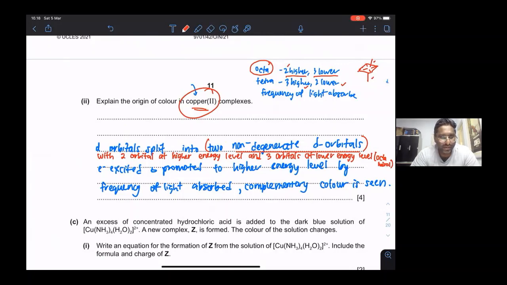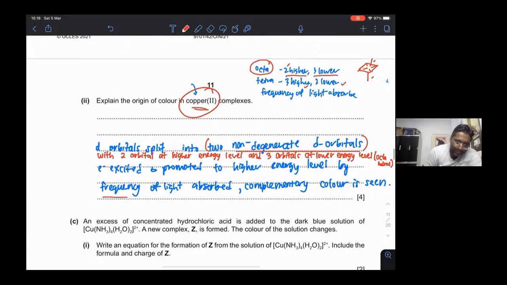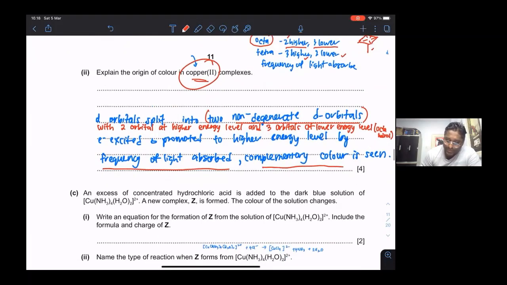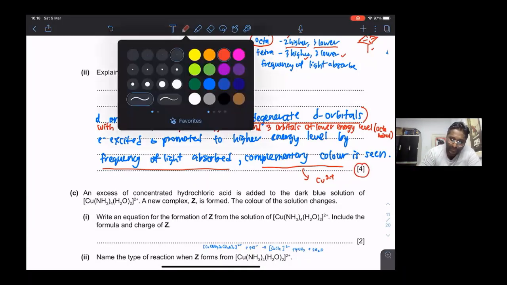And the electron from the lower energy level, or the 3 orbitals at the lower energy level, gets excited and promoted to higher energy level by absorbing the frequency of light. Once it is absorbed, you are going to see the complementary color. So that is the origin of the color of your copper 2 complexes, which is going to be blue, the complementary color seen. So in order to get these 4 marks, we want to focus on the new syllabus.